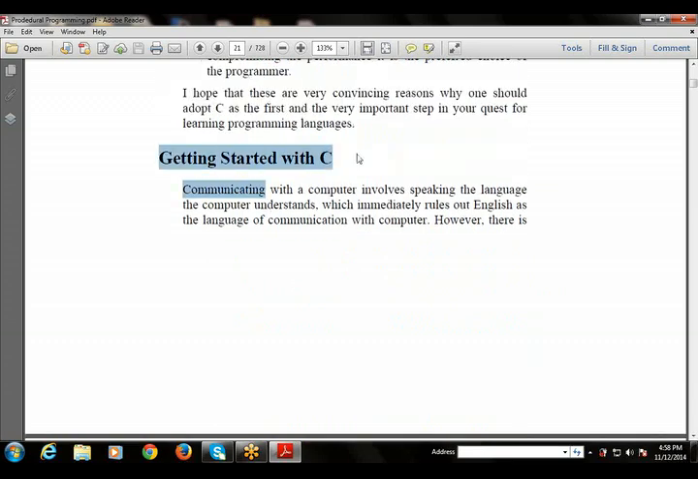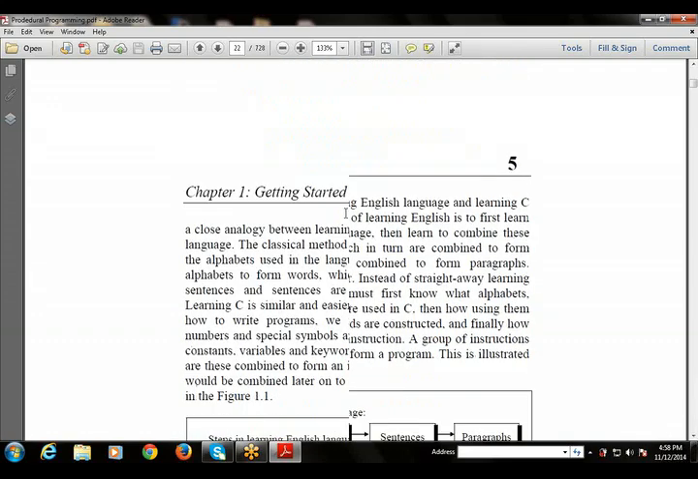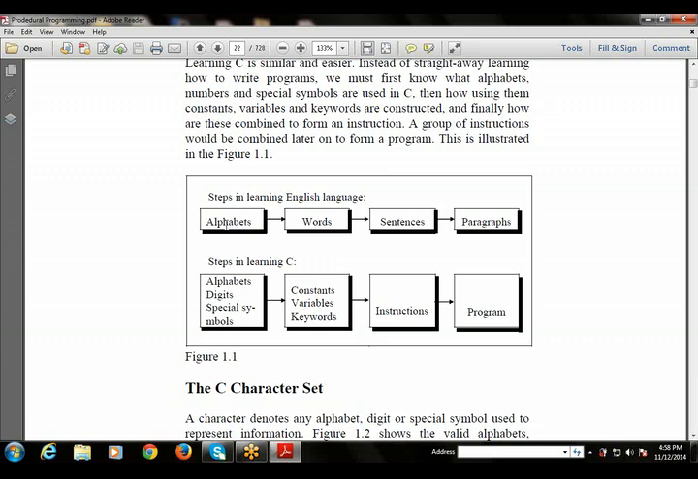Then next is getting started with C. What is C? What is the C language? When you talk about any language, in terms of English, there are alphabets, words, sentences and paragraphs. First of all there are alphabets, then different words, then different sentences, then different paragraphs. In the same way, the steps in learning C are first learning the alphabet, digits, special symbols, constants, variables, then instructions, then program.